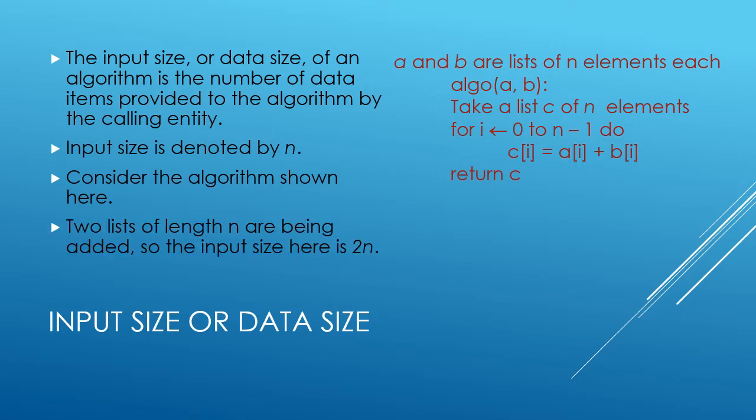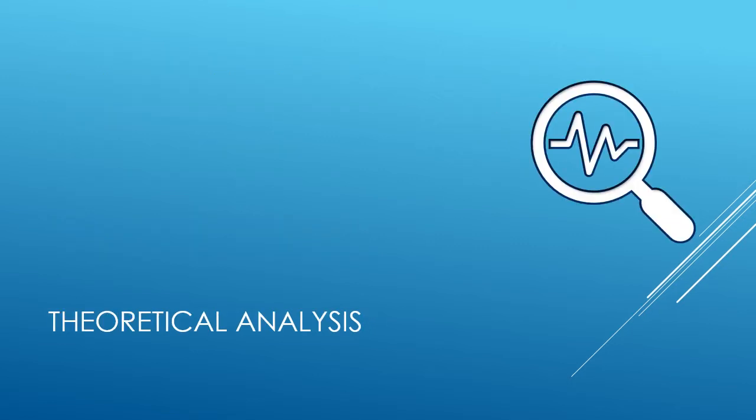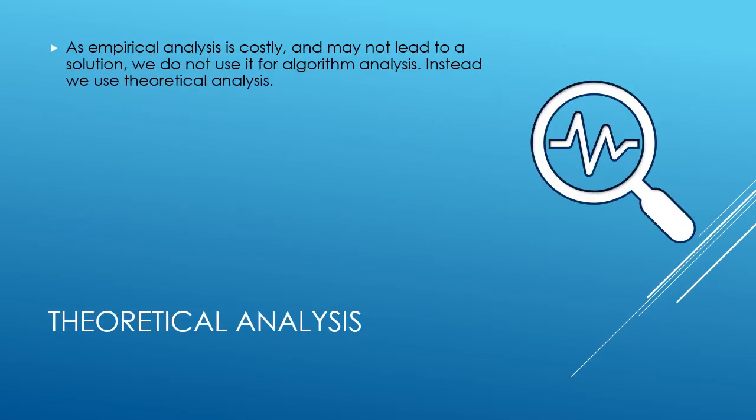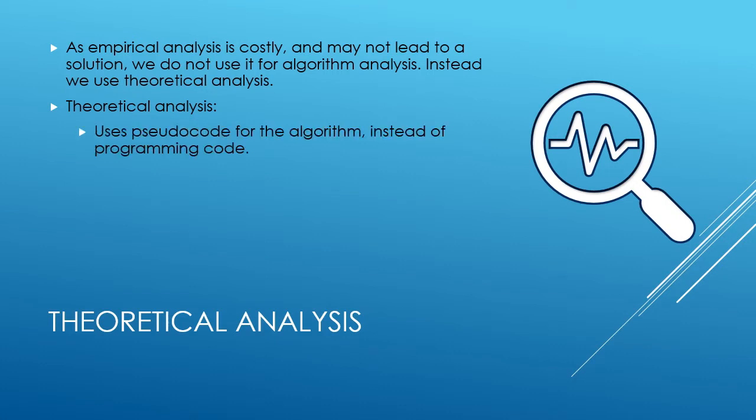The two lists of length n are being added, so the input size here is twice of n. As empirical analysis is costly and may not lead to a solution, we do not use this analysis for algorithms. Instead, we use theoretical analysis. Theoretical analysis uses pseudocode for the algorithm instead of programming code. So we do not need to spend anything to get the algorithm coded.